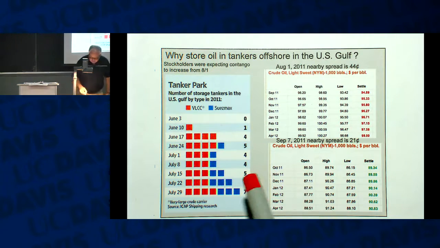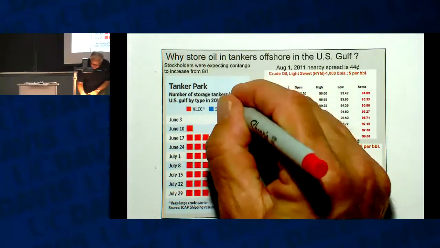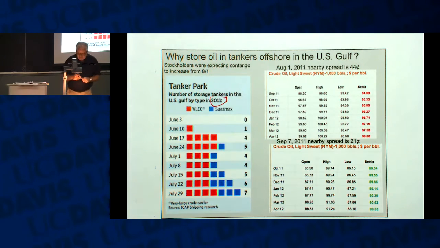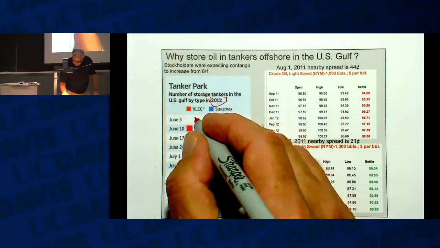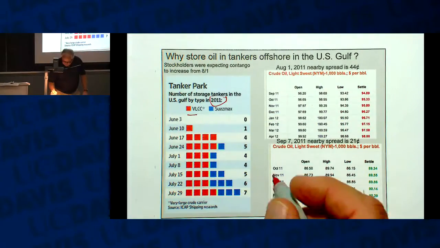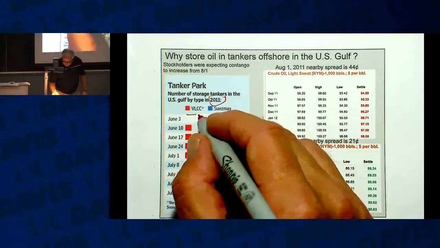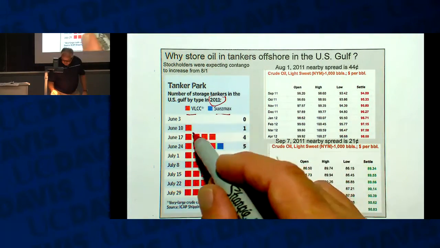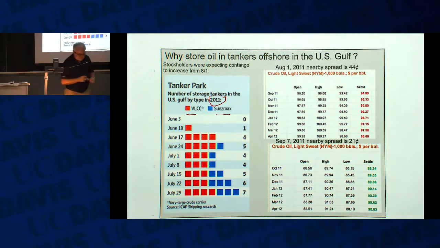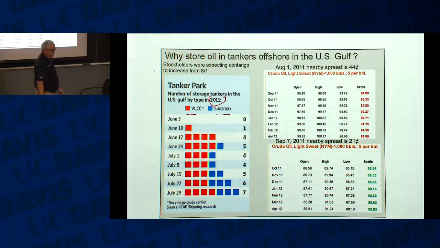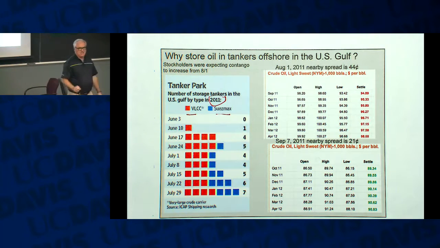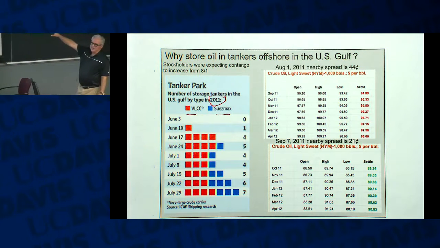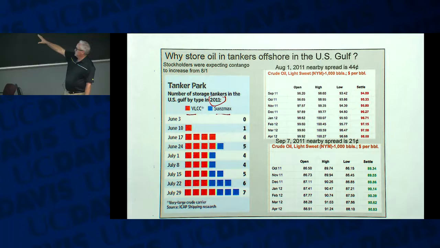When the market goes into contango, you'll see people filling up these boats and basically parking them. So here's an example. This was in 2011. And this is the number of storage tankers in the U.S. Gulf. Okay? And these are just different types of tankers. The Suez Max is smaller than the VLCC. So these dots just show on June 10th there was one tanker. By July 29th there were 7 tankers sitting in the Gulf filled with crude oil, not going anywhere.